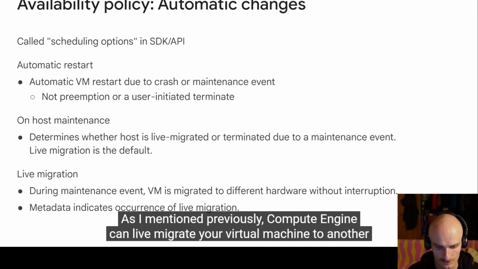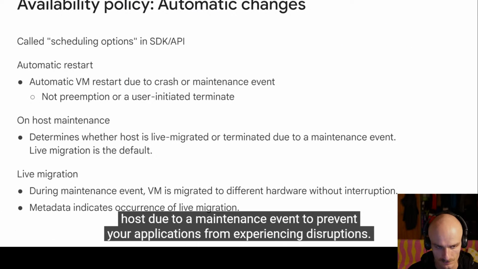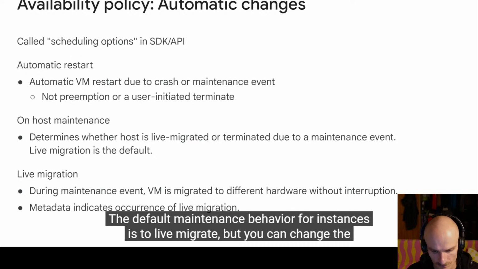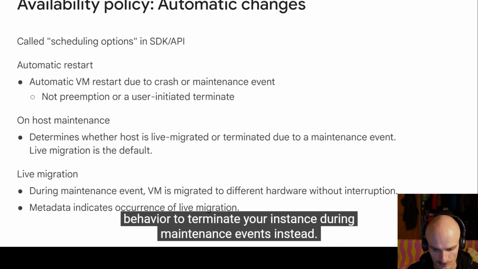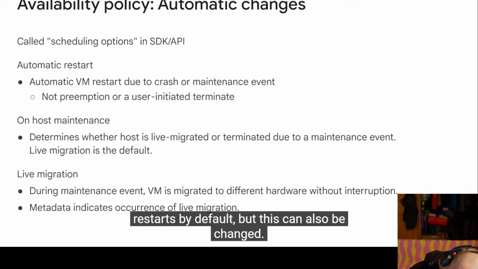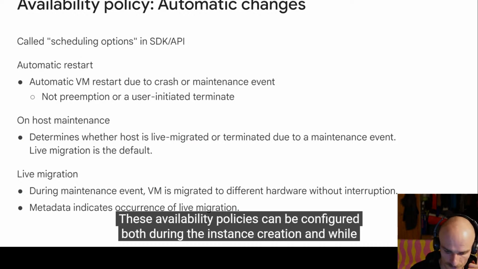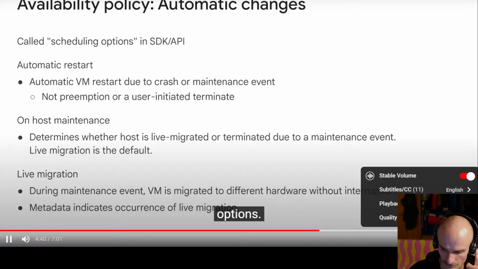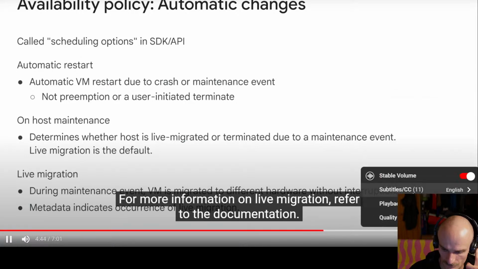As I mentioned earlier, Compute Engine can live migrate your virtual machine to another host due to a maintenance event to prevent your applications from experiencing disruptions. A VM's availability policy determines how the instance behaves in such an event. The default maintenance behavior for instances is to live migrate, but you can change this behavior to terminate your instance during maintenance events instead. If your VM is terminated due to a crash or other maintenance event, your instance automatically restarts by default, but this can also be changed. These availability policies can be configured both during the instance creation and while the instance is running by configuring the automatic restart and on-host maintenance options. For more information on live migration, refer to the link section of this video.